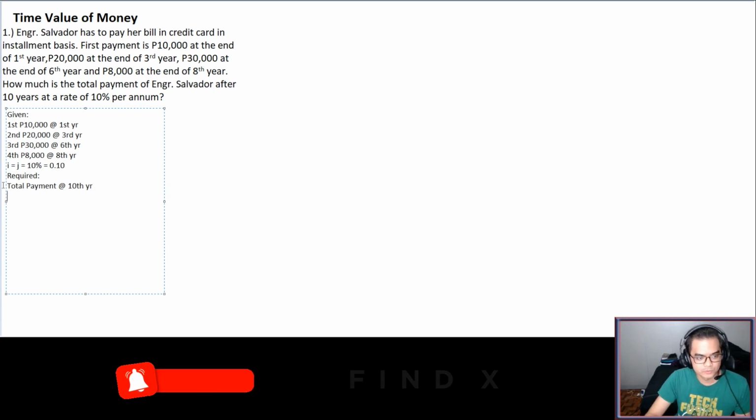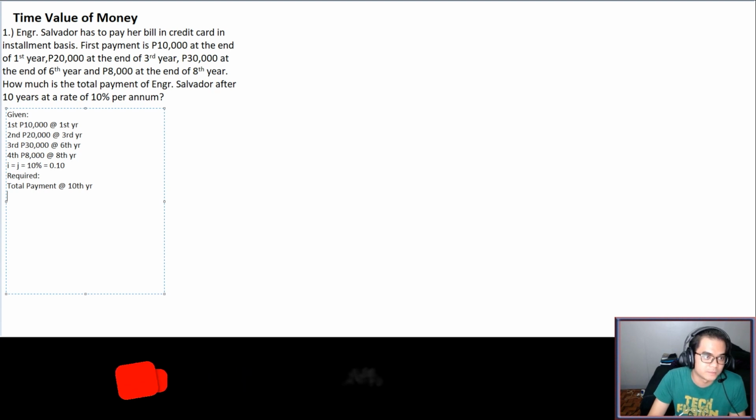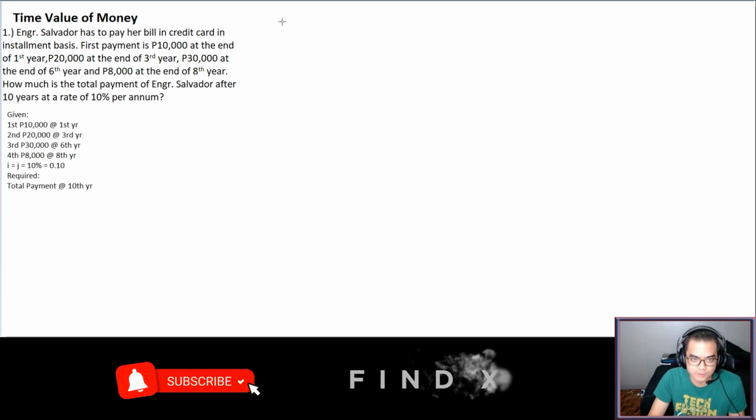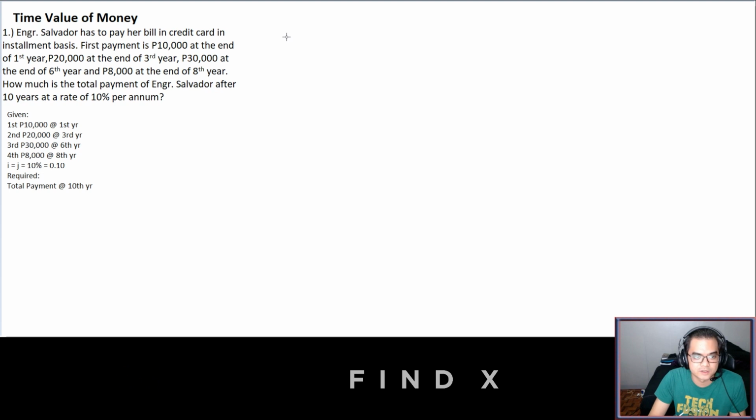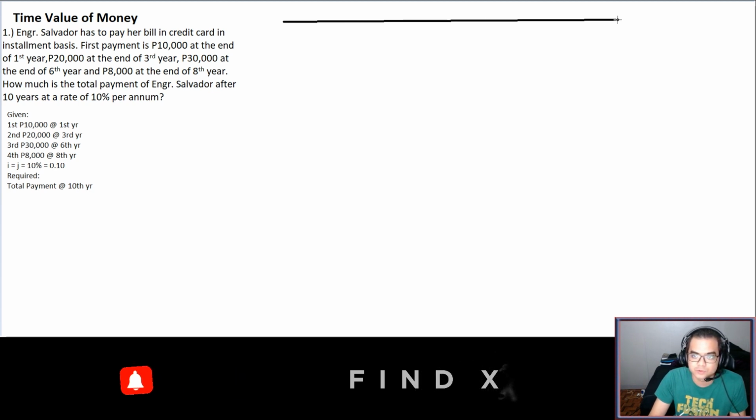Let's start with the solution. I think we can start with the cash flow diagram or the CFD. It is important that you know how to construct a cash flow diagram in order for you to visualize more the money or the flow of the cash. These are all expenses, right? Because that is a credit card to be paid. Let's just put it here.